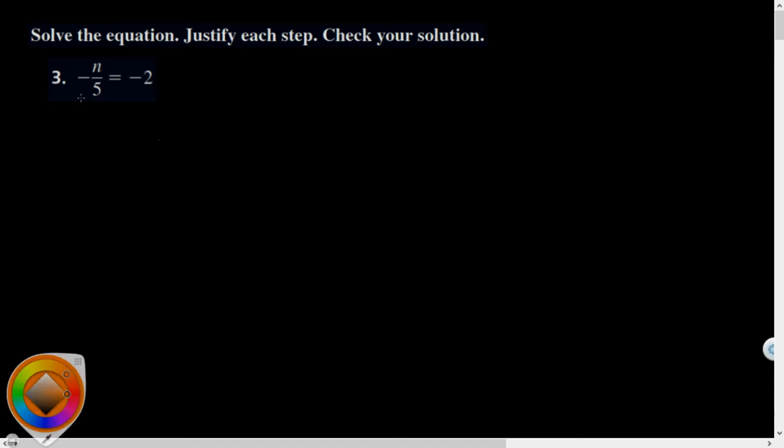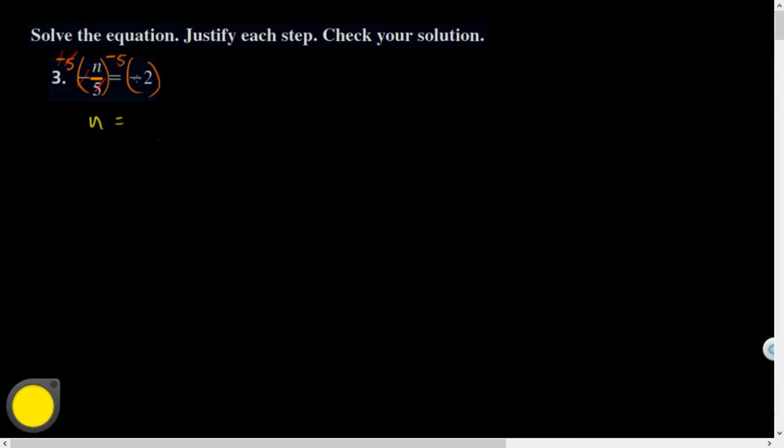Now, the operation in play is that my variable is being divided by 5. So what is the inverse operation of division? Multiplication. So I'm going to multiply both sides by 5. And I also noticed that there's a negative there. So better yet, I could multiply both sides by -5 in order to get rid of that negative simultaneously. Swipe, swipe. So notice that. Good move. Combo move right there. So I get n is equal to -5 times -2 is +10.